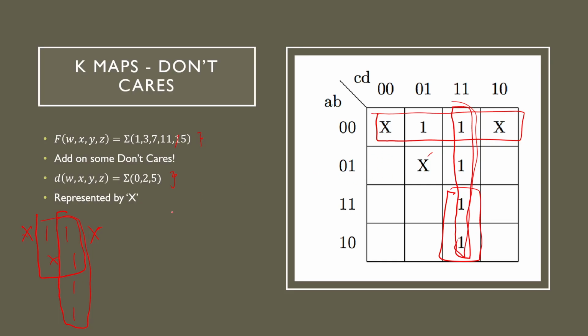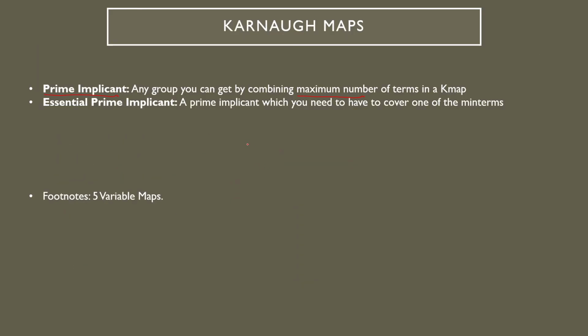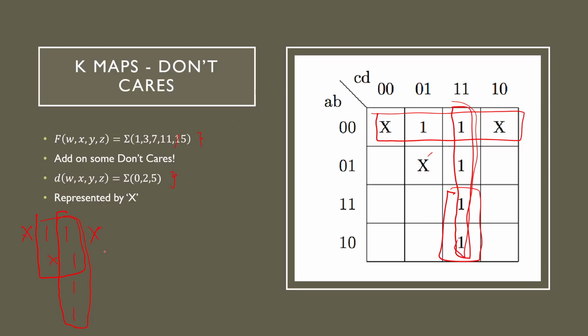The bigger one would be a prime implicant. So also we work with essential prime implicants. A prime implicant which you need to have to cover one of the minterms. So over here, these two are prime implicants, and over here, this one and this one are prime implicants.